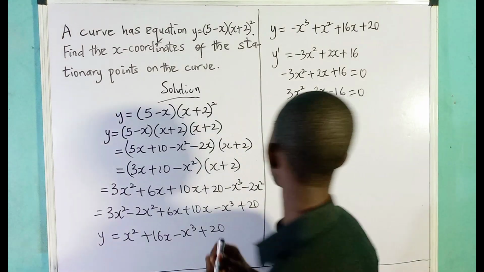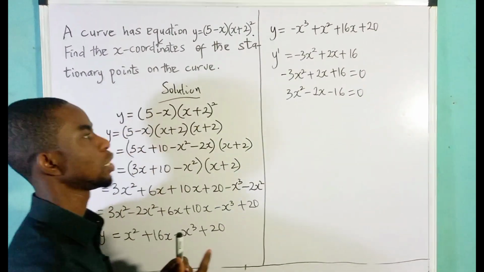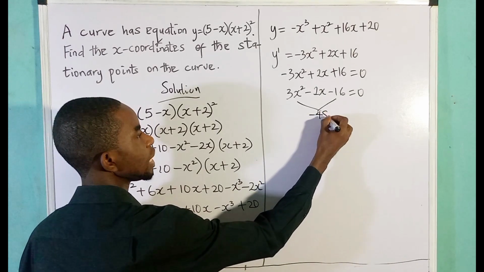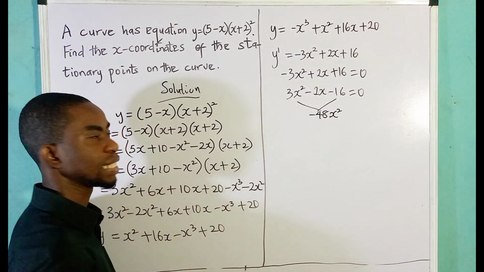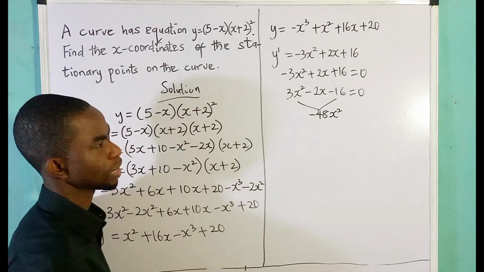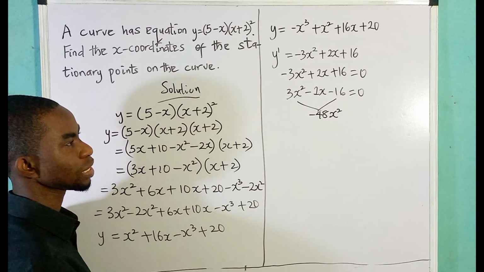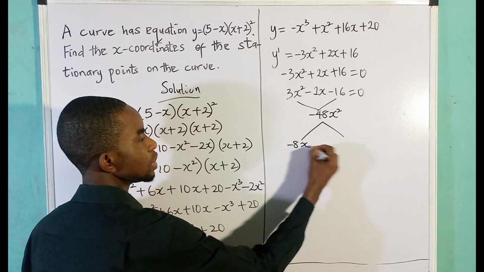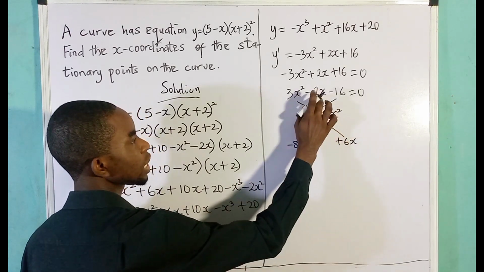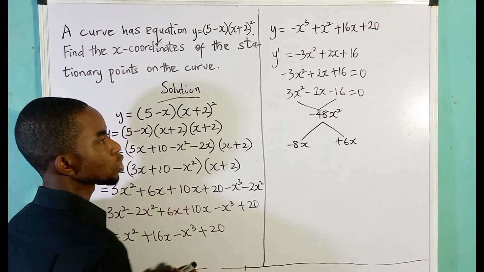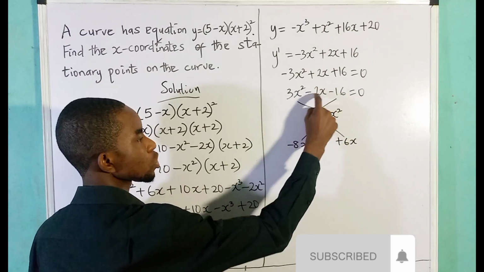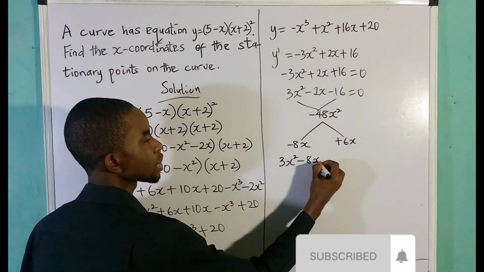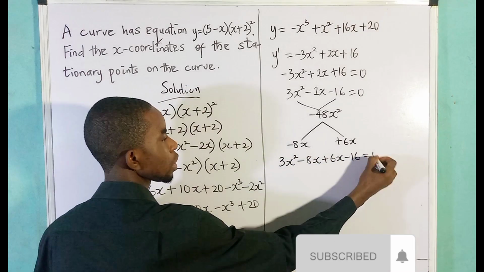Now, let's look for two algebraic terms such that when you multiply the terms, it should give you minus 48x squared, or when you add the terms, it should give you minus 2x. So what are those terms going to be? I think it will be minus 8x and then plus 6x. Because when you add these two together, it gives you this. When you multiply them, it gives you this. So now what we are going to do is replace minus 2x by these two algebraic terms. So this becomes 3x squared minus 8x plus 6x minus 16 equals 0.